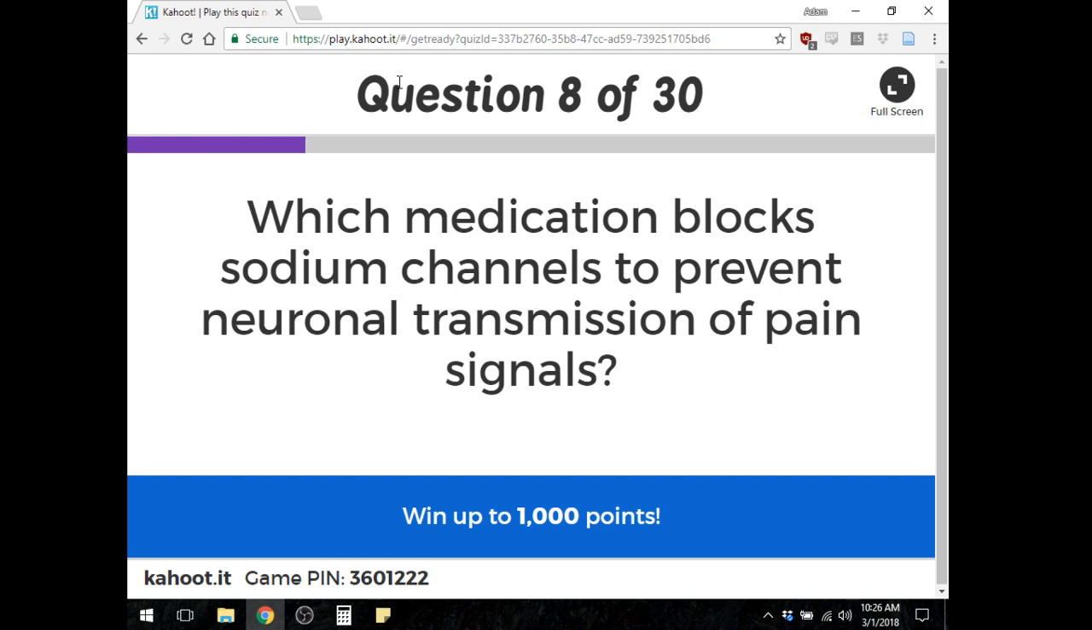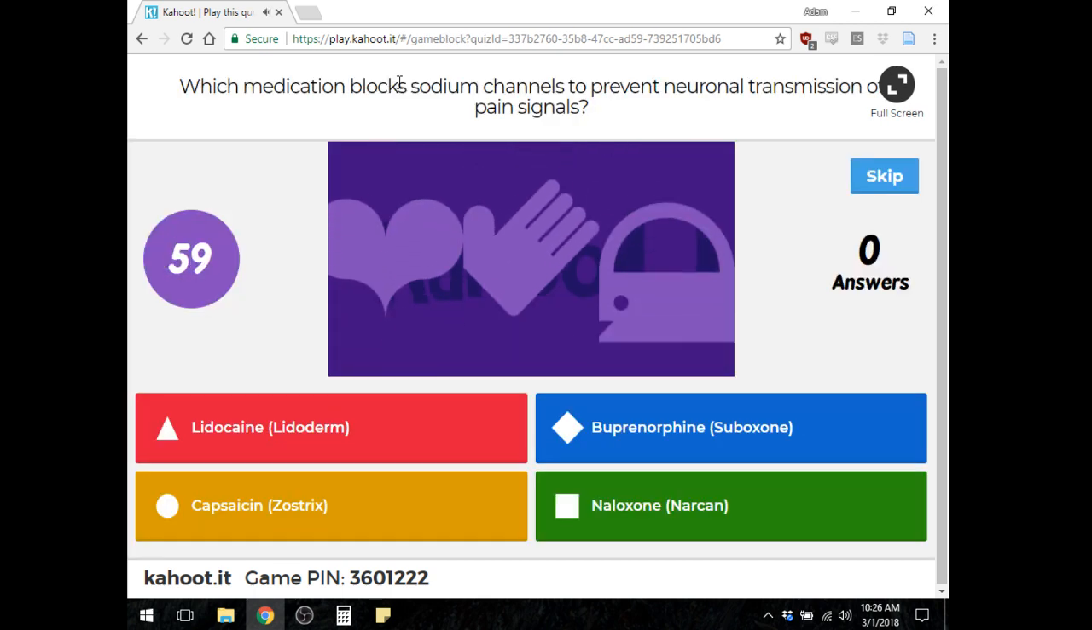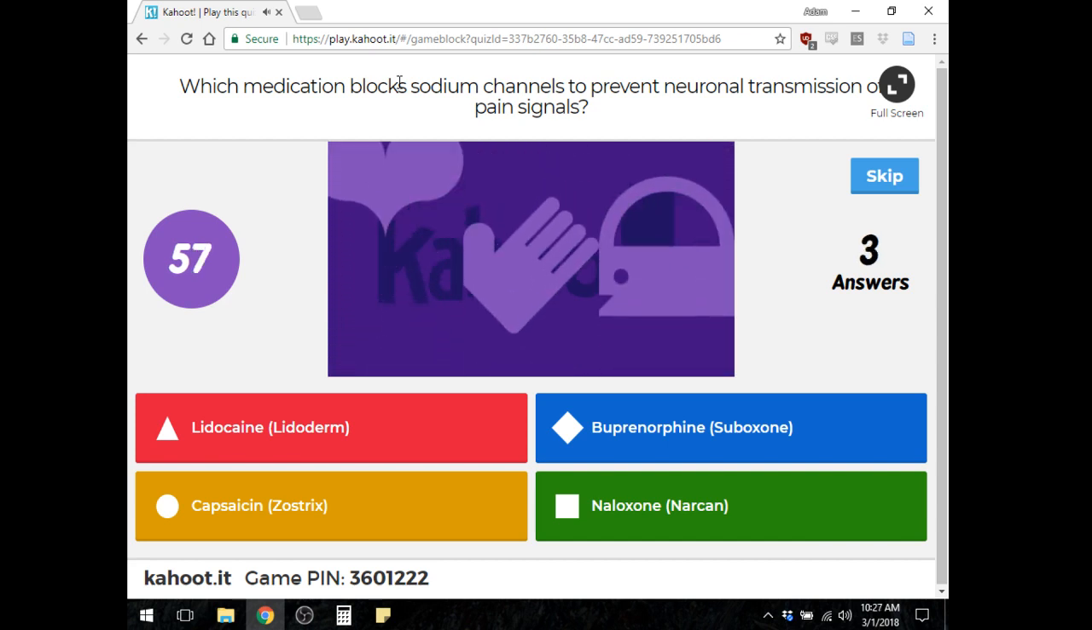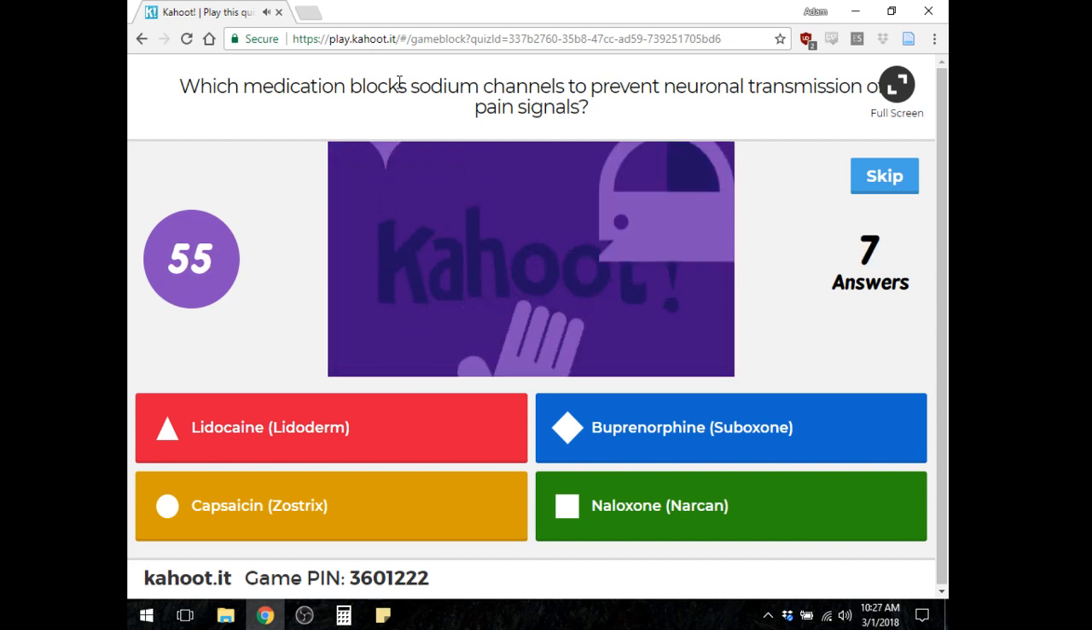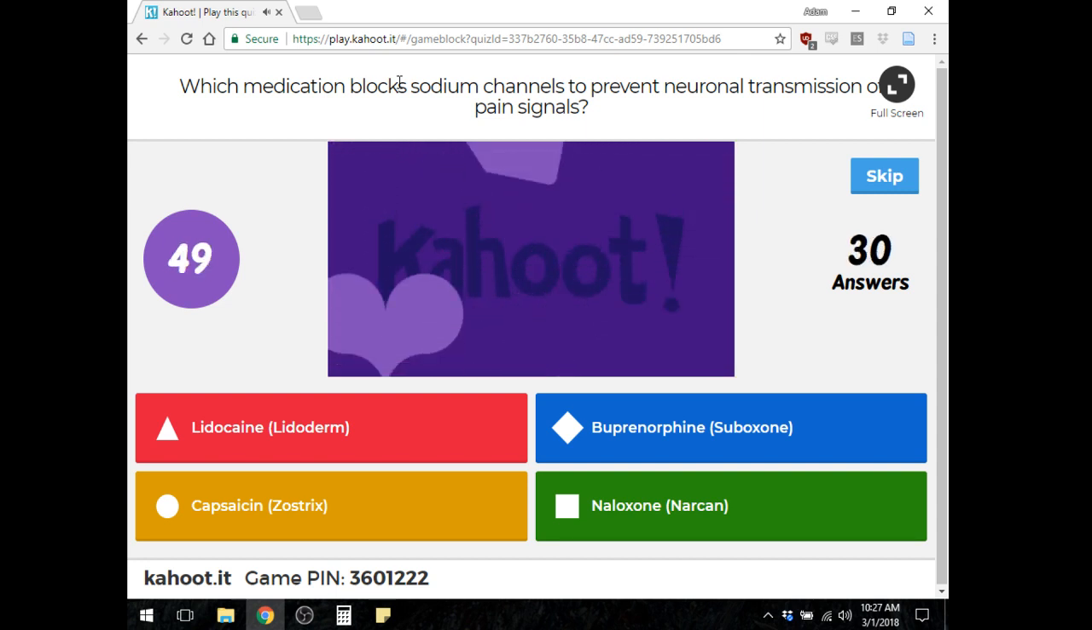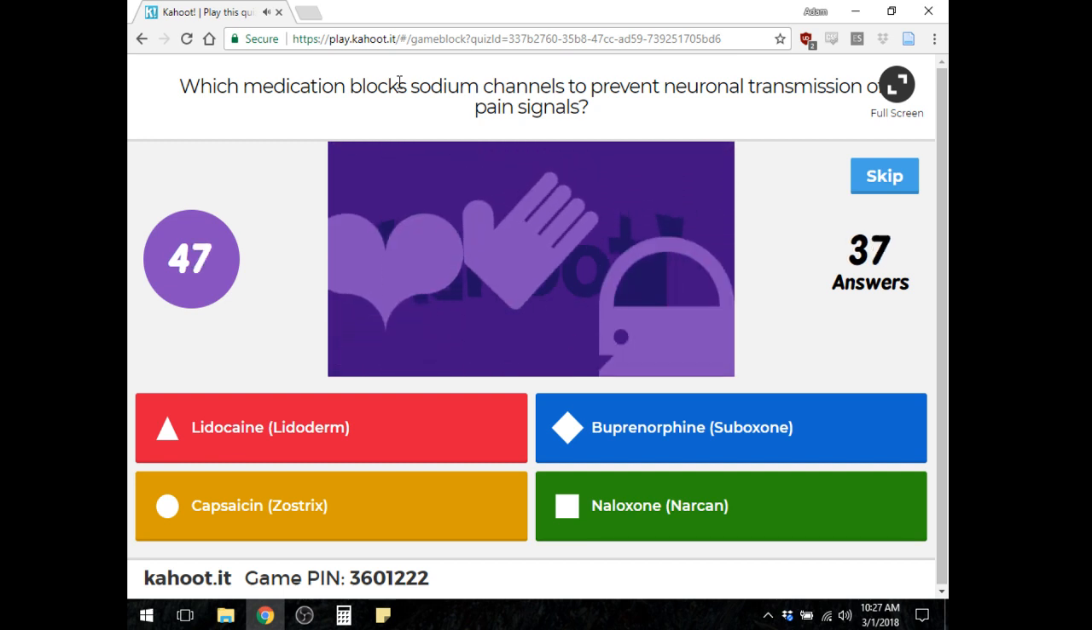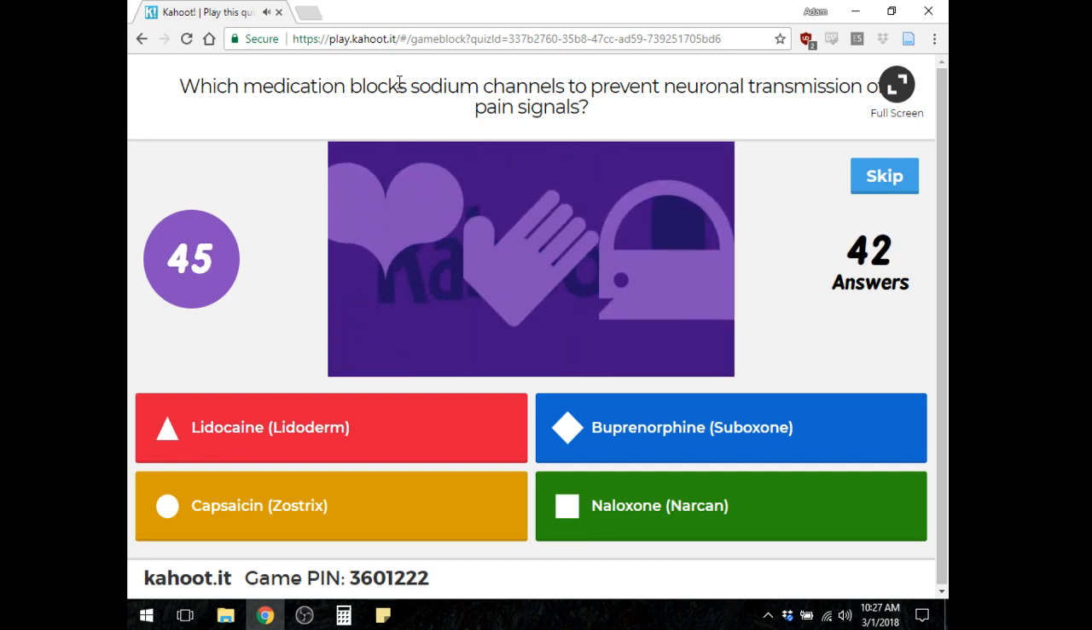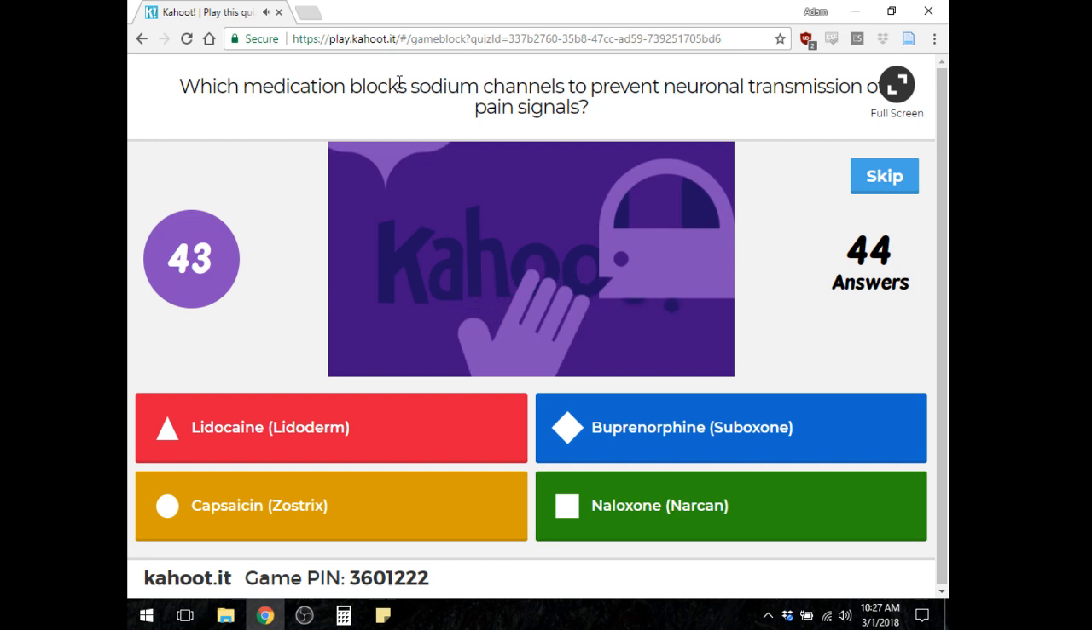Which medication blocks sodium channels to prevent neuronal transmission of pain signals? What do we think? Buprenorphine, naloxone, lidocaine, capsaicin. You should know this based on your arrhythmia lectures from last semester. Right. There's no way you would have forgotten any of that stuff because cardiac stuff is very important.